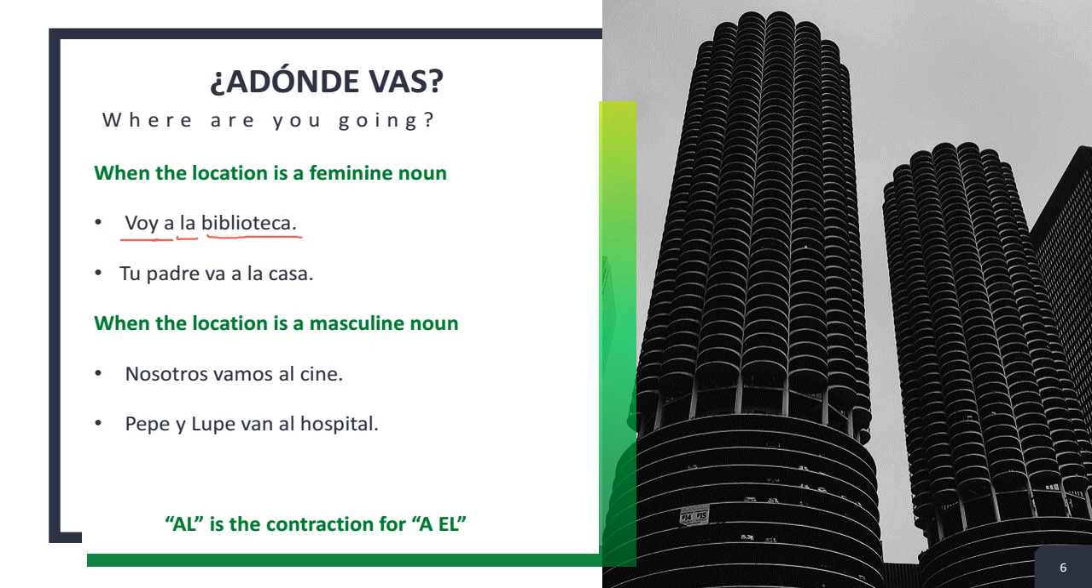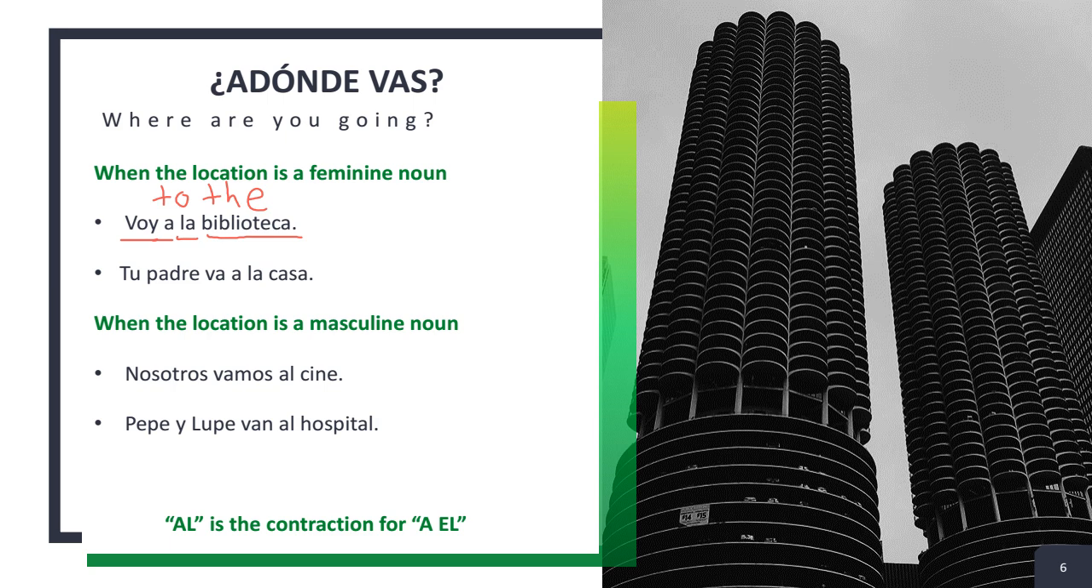Something to remember is we always have to have the a, okay? And then the la as well. So, to the. You don't ever want to forget those two little words. You don't want to just say voy biblioteca. That would just be like I go library. So you need those two little connecting words.